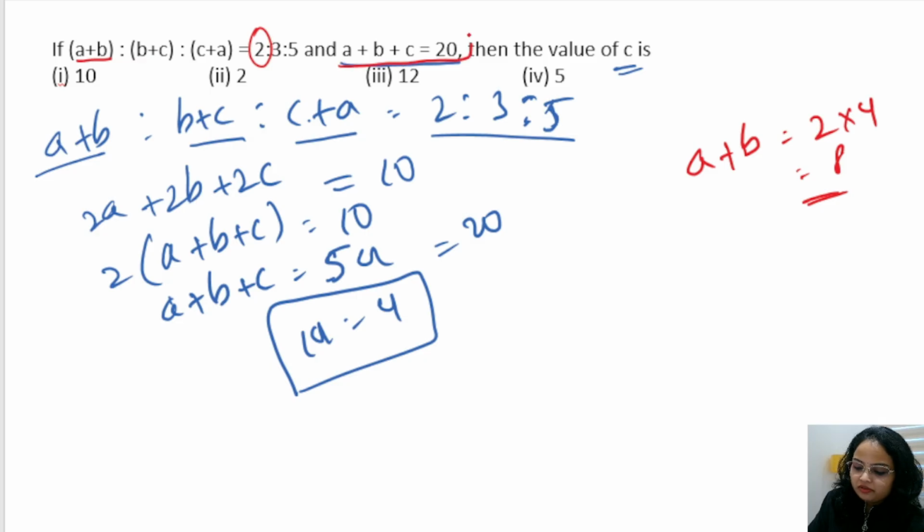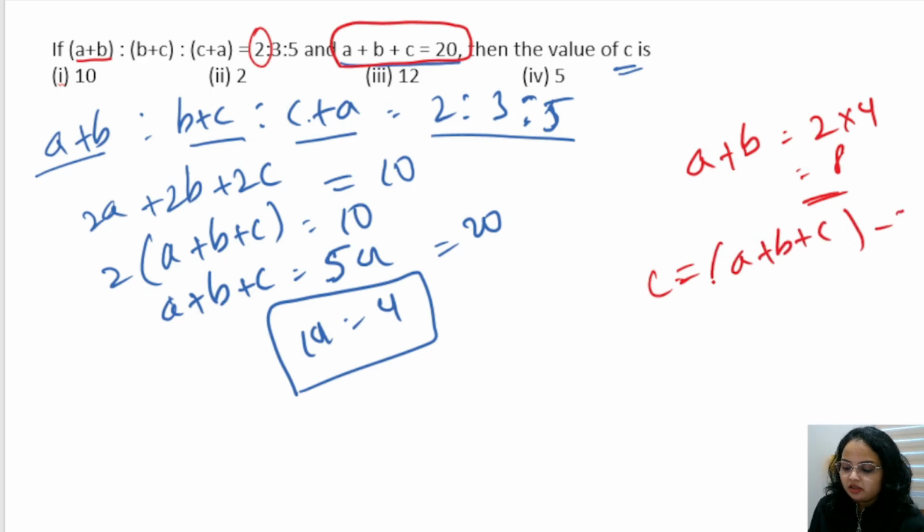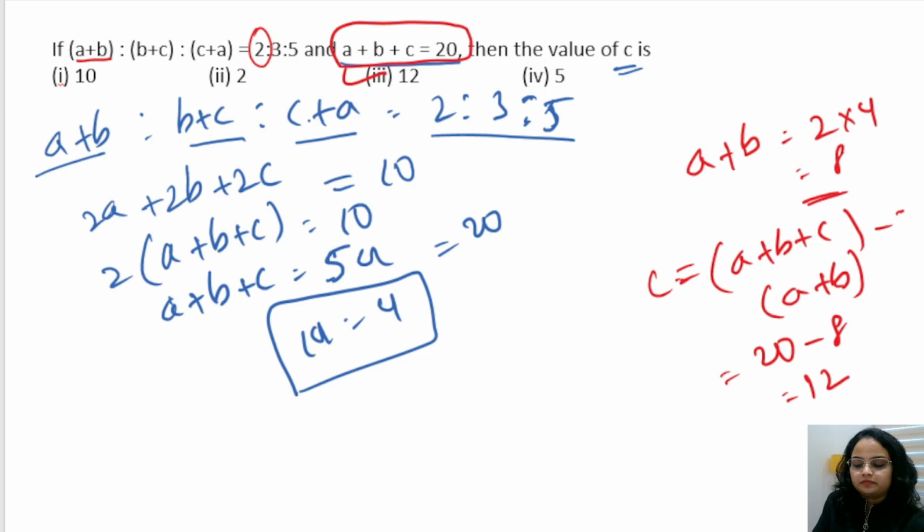So here what we have? A plus B plus C is 20. So what is C here? A plus B plus C minus of A plus B. Okay. Here we get C value. This is 20 minus 8. It is 12. Okay. It is third option.